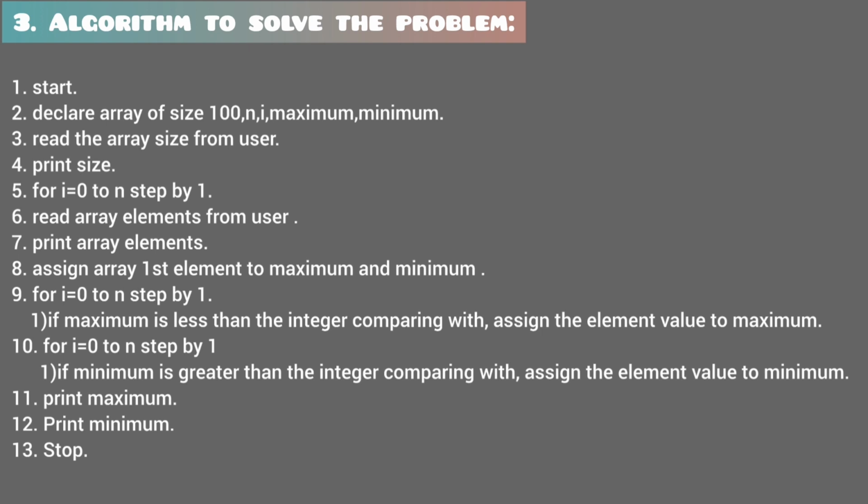Assign the array's first element to the maximum and minimum integer. And then we start the for loop again, initializing i with 0 to n and incrementing by 1. If maximum is less than the integer comparing with, we assign the element value to the maximum. And then we start the for loop again, initializing i with 0 to n and incrementing by 1. If minimum is greater than the integer comparing with, we assign the value of the element to minimum. And lastly, we print the maximum and minimum and stop the algorithm.